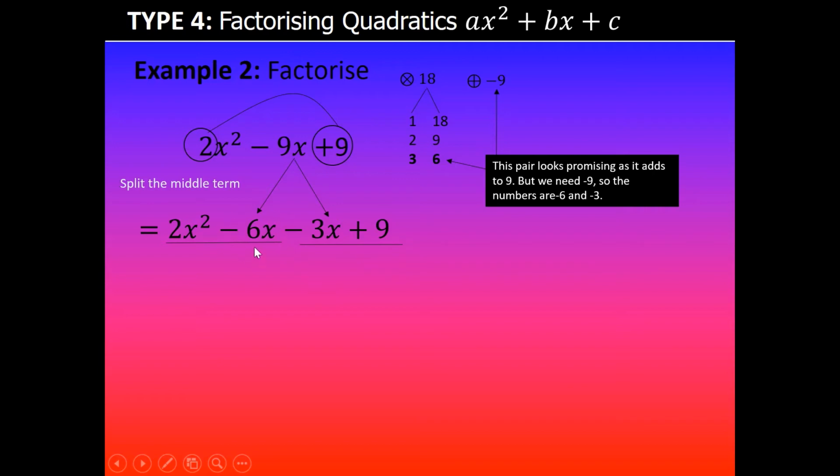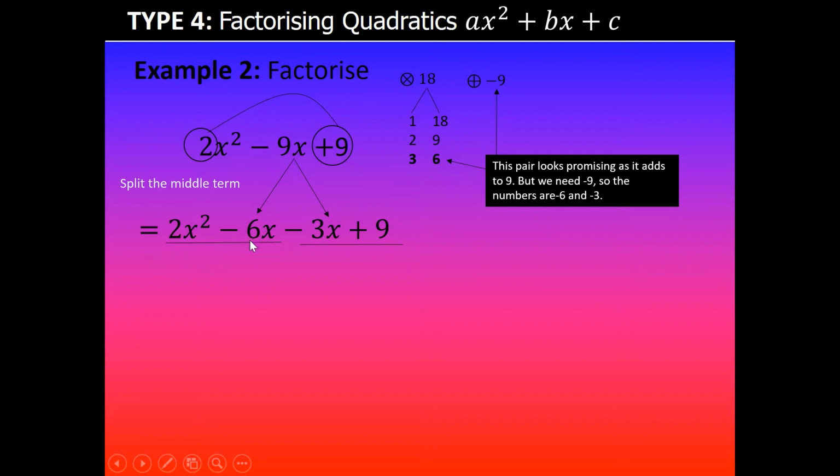Now you've got to be very careful in which order you are writing the two numbers that you have there. I'm unable to write minus 3x first because the next step will be factorizing this pair. If I wrote 2x squared minus 3x, then I know that 2 cannot go into negative 3. In that case, I will not be able to factorize this part. So it's always good to think ahead and see if 2 can go into 6.